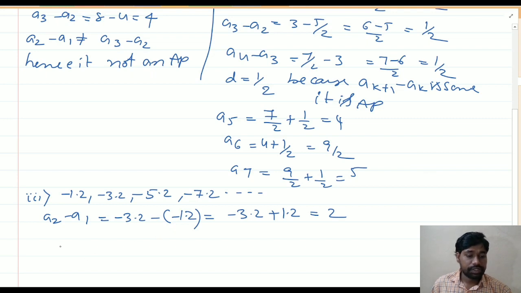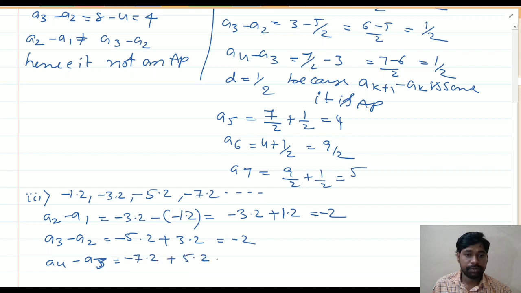Anyway, next you can see A3 minus A2, also the same thing. Minus 5.2 minus of minus, which will become plus 3.2, and we get minus 2. A4 minus A3 is minus 7.2 minus of minus, plus 5.2, which is equal to minus 2. So here also it is the same.